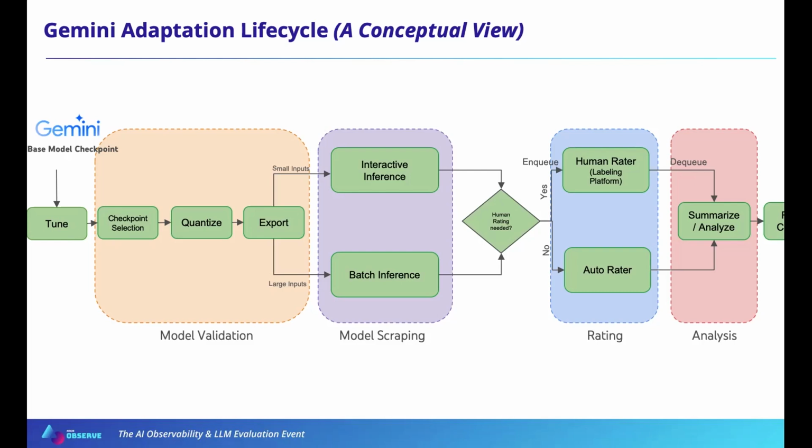And then the next phase is around rating and scoring. If human rating is needed, the data set gets enqueued to a labeling platform, and then we dequeue the results. Or there are also LLM as judge or auto eval workflows where people build their own auto rater models and try to do the scoring and then do a summarization or analysis of the results. And then finally, there is a release candidate that gets generated. And after that, there are more approval related processes, compliance, and other things. I won't go into that. But this is just the key steps in adapting a Gemini model.